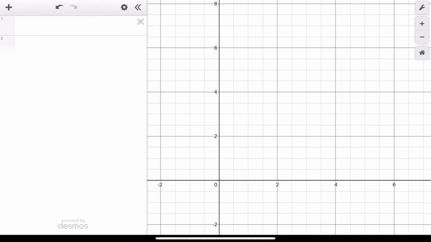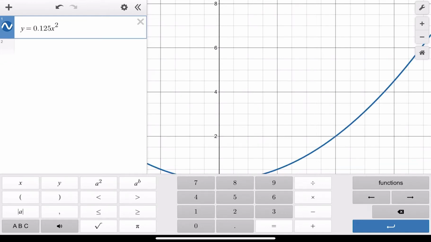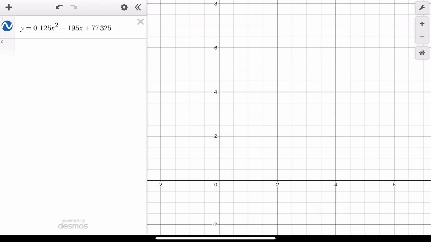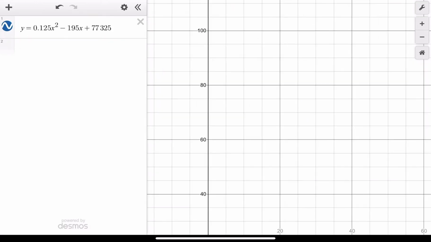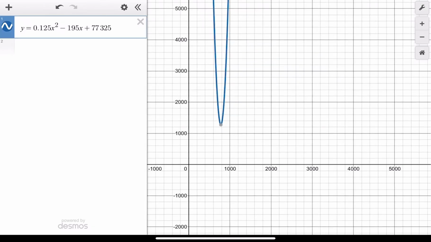So if we go to Desmos, my best friend, y equals 0.125x squared minus 195x plus 77,325. Oh Lord, that's tall. That is very high. We're gonna have to zoom. There we go. Click on that dot. Oh, thank goodness that was easier than I thought it would be.